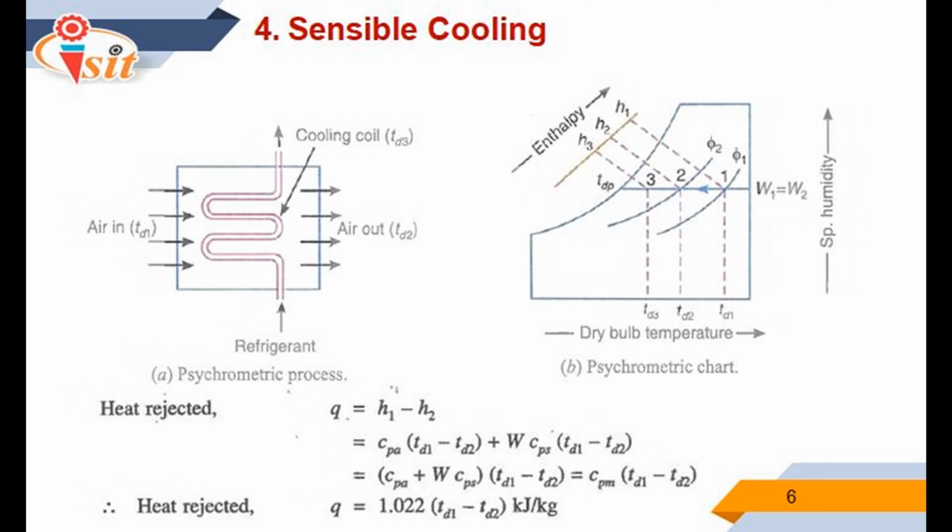The next important psychrometric process, sensible cooling. The left hand figure shows psychrometric process for sensible cooling and right hand figure shows the sensible cooling representation in psychrometric chart. The cooling of air without any change in its specific humidity is known as sensible cooling.